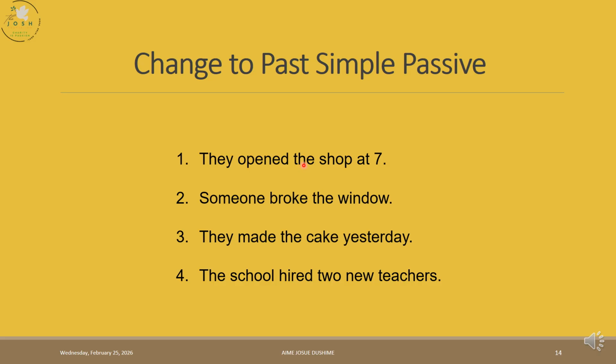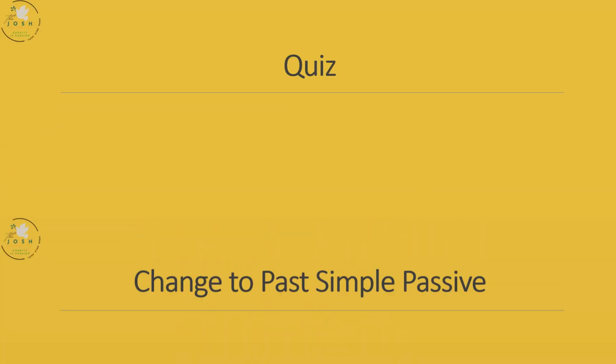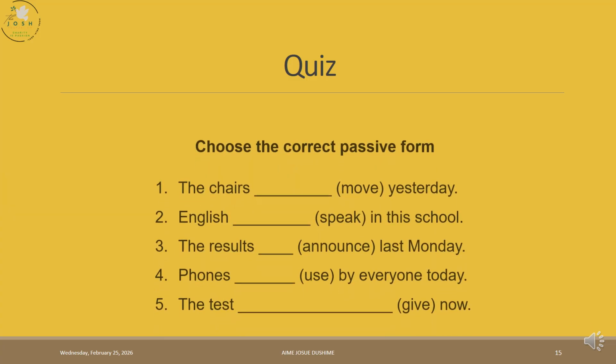You know that. Someone broke the window. They made the cake yesterday. The school hired 2 new teachers. So you're going to transform that using the structure of was or were plus V3 of the verb. Just simple like that. Follow the 4 steps. They're very easy. Then let's go to the quiz.